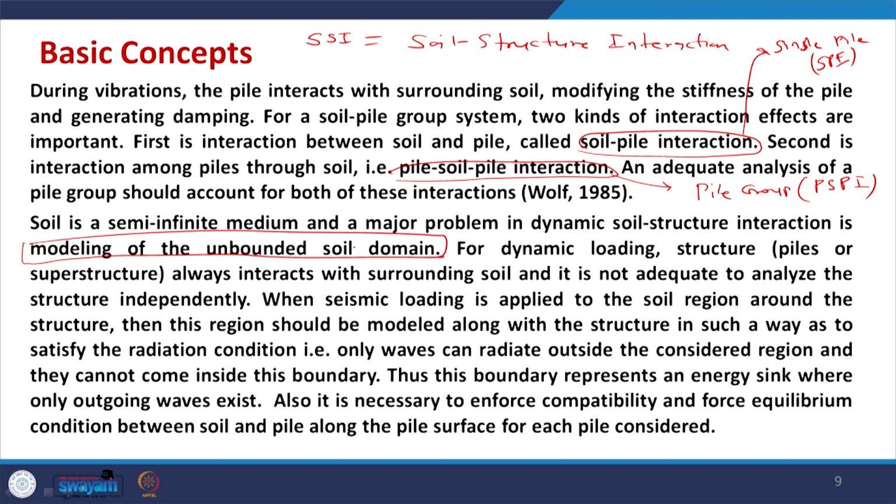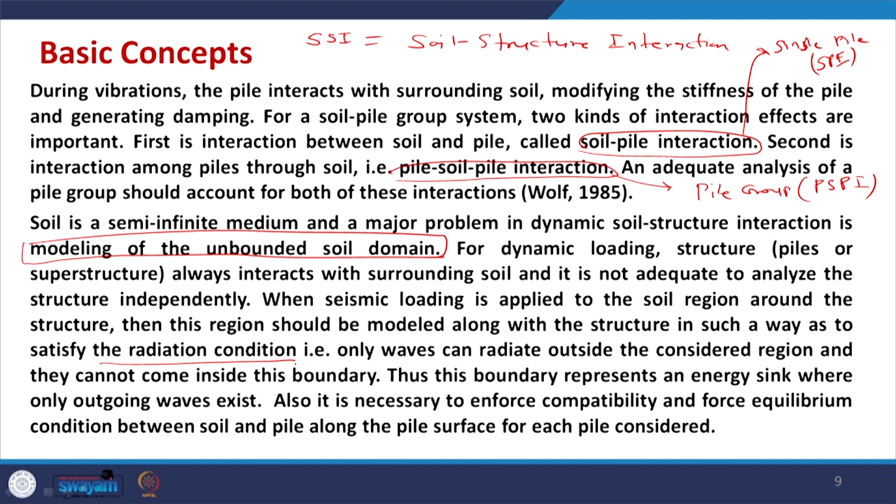But in general the issue is when seismic loading is applied to the soil region around the structure, then this region should be modeled along with the structure in such a way as to satisfy the radiation condition, that is, only waves can radiate outside the considered region and they cannot come inside this boundary, and thus this boundary represents an energy sink where only outgoing waves exist. And then finally we need to enforce the compatibility and force equilibrium condition between soil and pile along the pile surface for each pile considered.